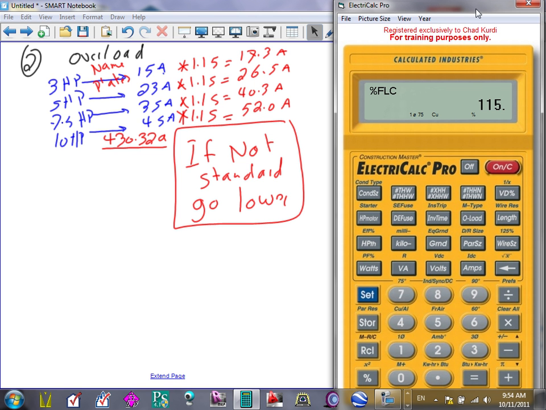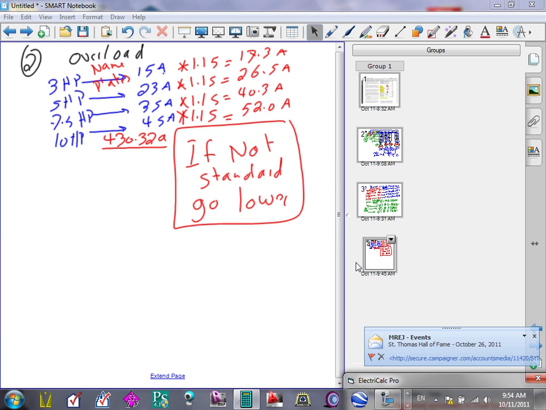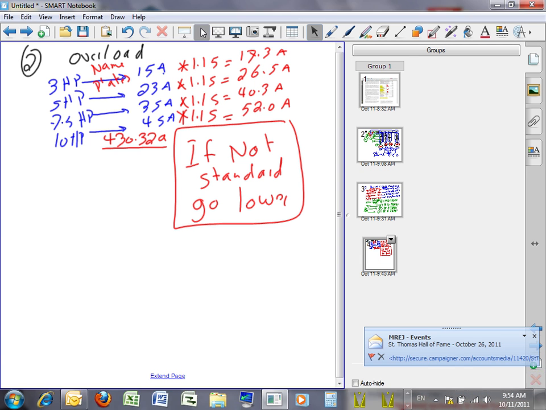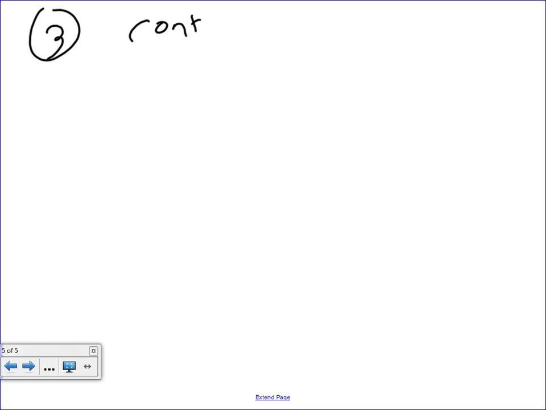Okay, with this, let's go back into number 3. What is number 3 again? Magnet controller. I need to size the controller. I don't know if we highlighted the controller for you guys.